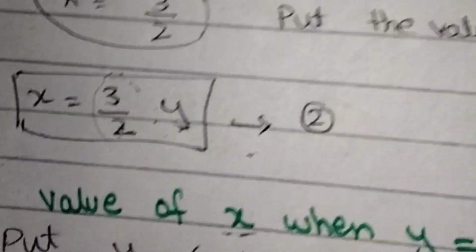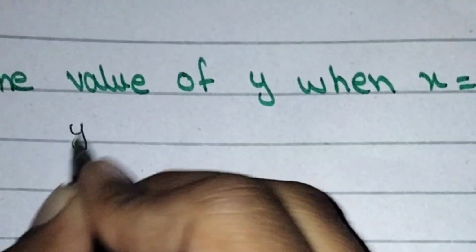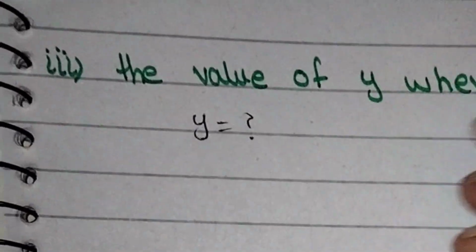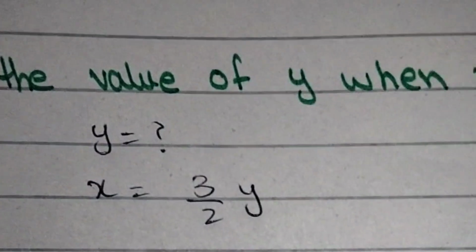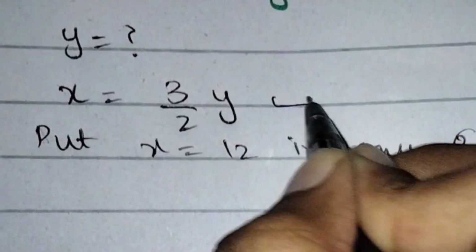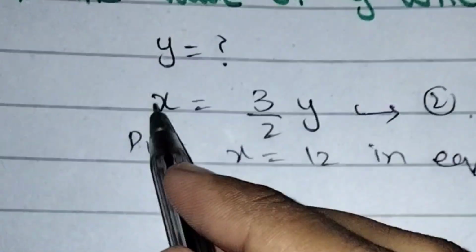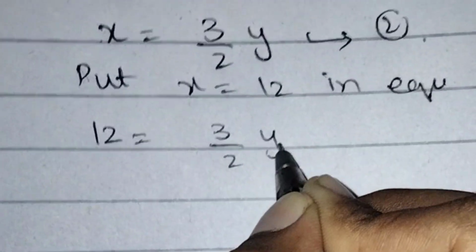In the third part of this question, they ask for the value of y when x equals 12. So in this part we will find the value of y when x equals 12. Again we will use equation number 2, x equals 3 by 2 y. I will put the value of x. So I will write: put x equals 12 in equation 2. So 12 equals 3 by 2 and y as it is, because we want to find the value of y.